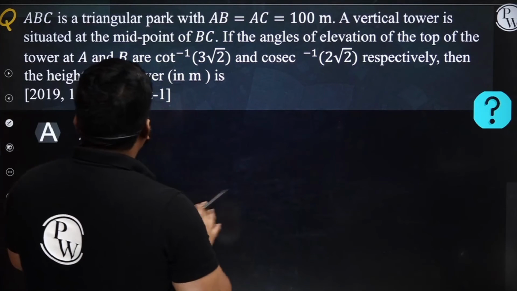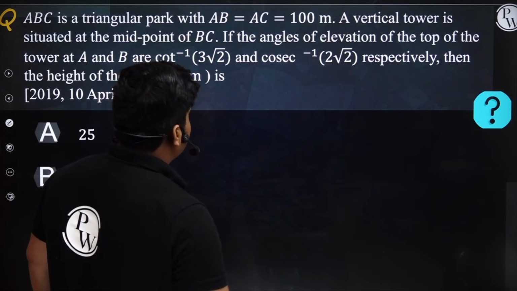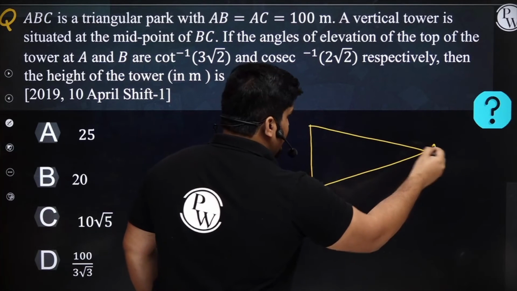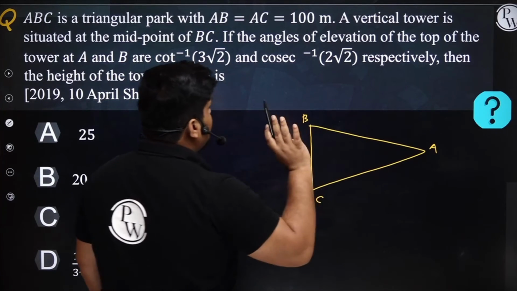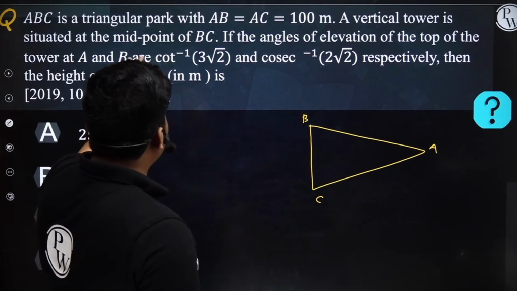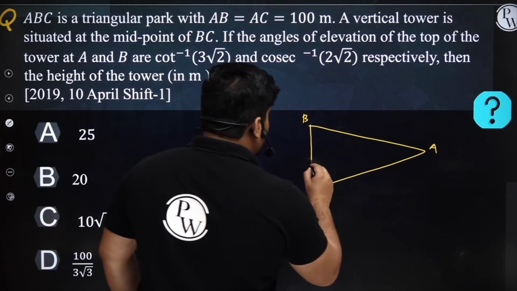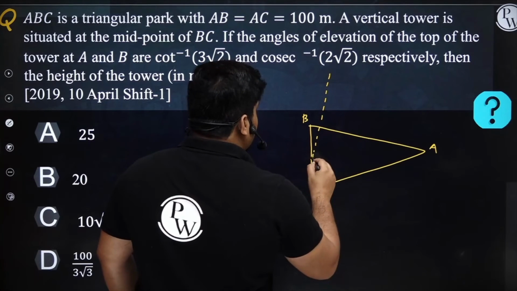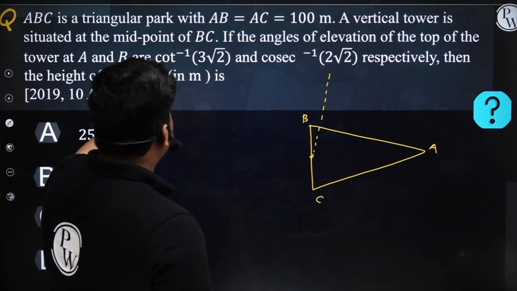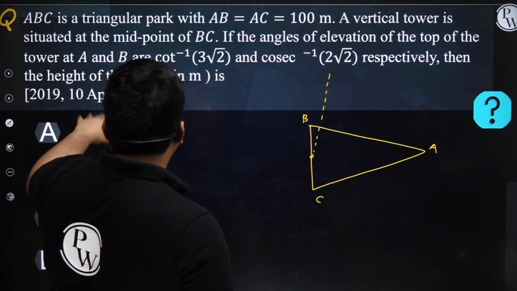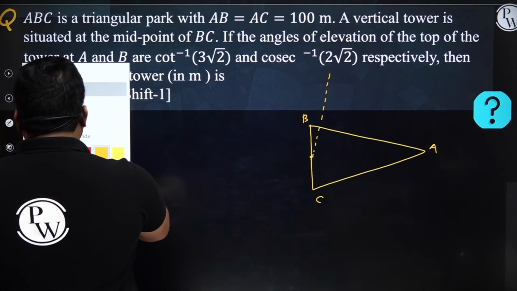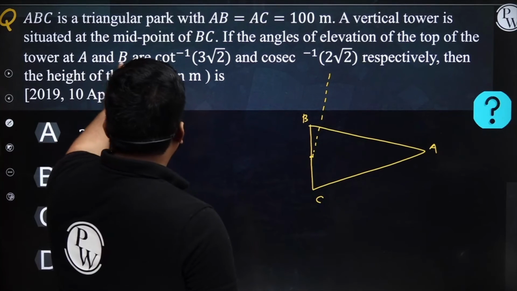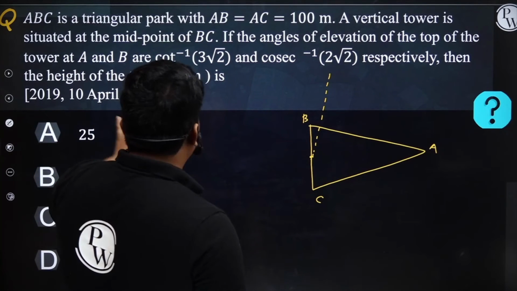So the question is, ABC is a triangular park with AB = AC = 100 meters. So this is a triangular park, this is ABC, and these two are 100. A vertical tower is situated at the midpoint of BC. Vertical tower, something like this. If the angles of elevation of the top of the tower at A and B are cot inverse 3 root 2 and cosec inverse 2 root 2, then the height of the tower in meters is equal to.